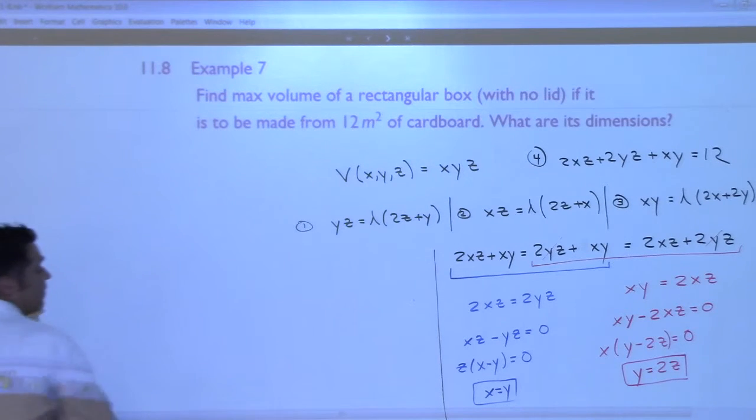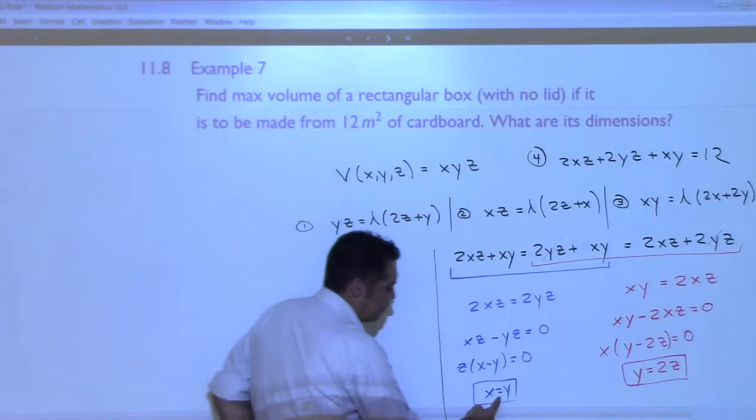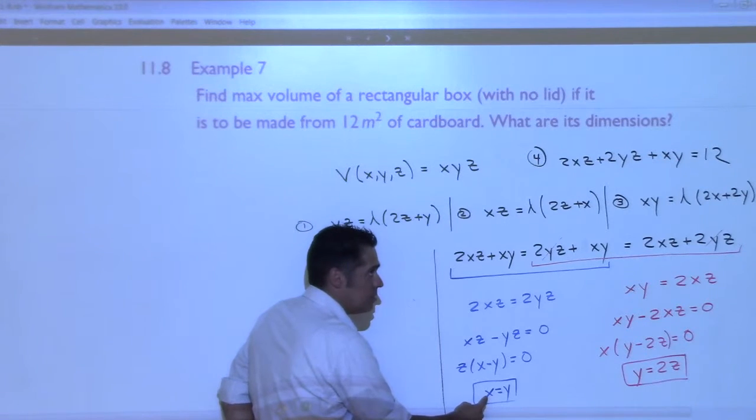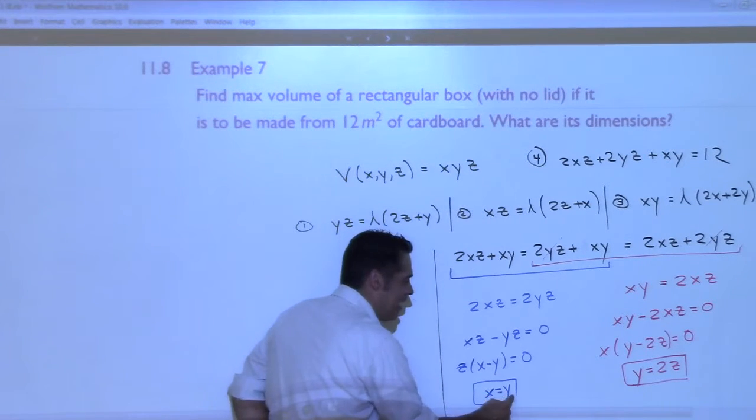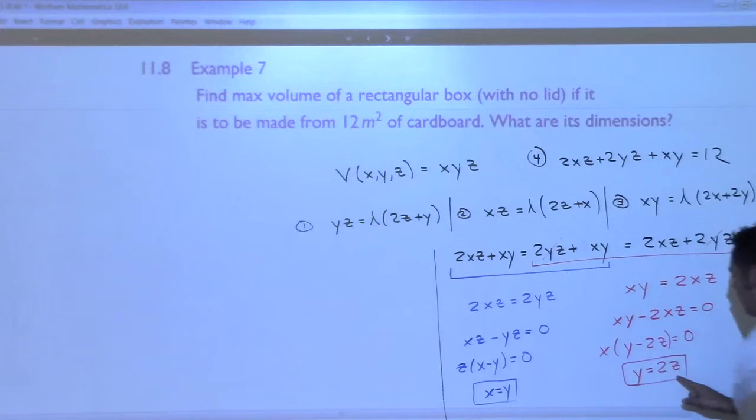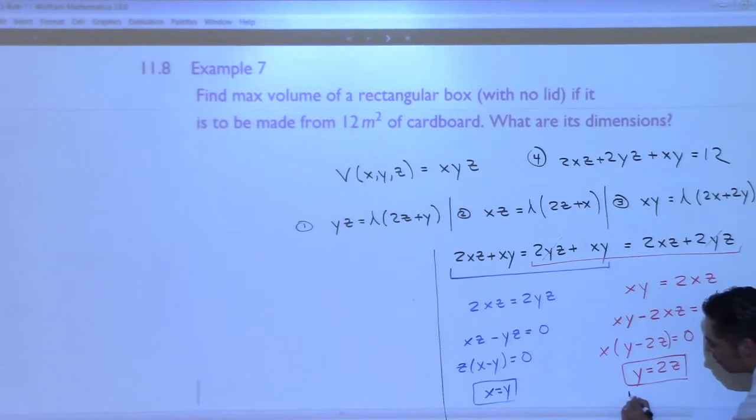Now what? We still haven't satisfied the fourth equation, right? So why don't I replace x with y, and then over here, we're going to replace z with 1/2 y. Okay? And then we'll have one equation with just y in it.